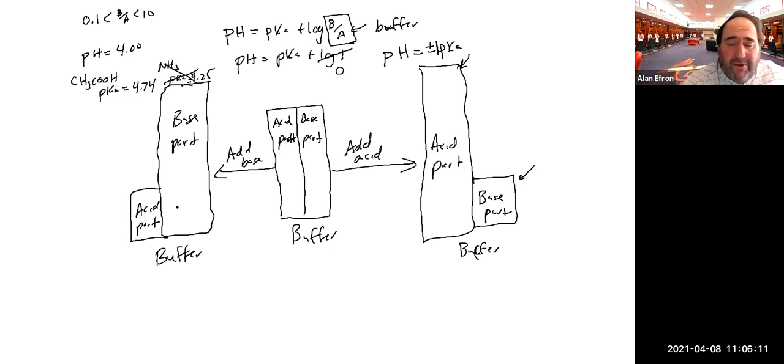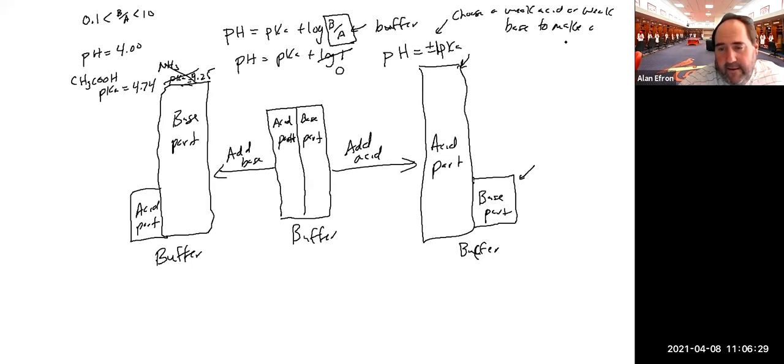And again, this is sort of how you would choose a weak acid or weak base to make a buffer. But there's also something that's sometimes referred to as buffer capacity. And what is buffer capacity? Well, will a buffer work perfectly in every situation? And the answer is no.